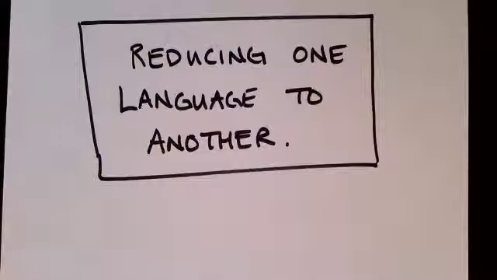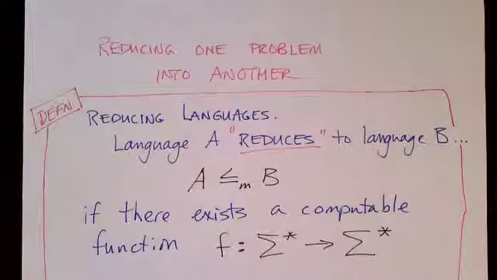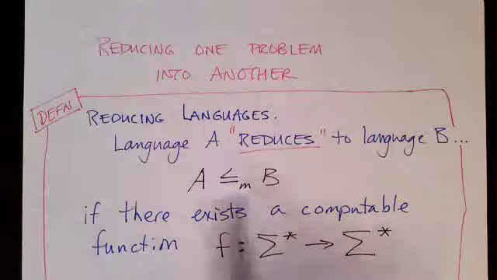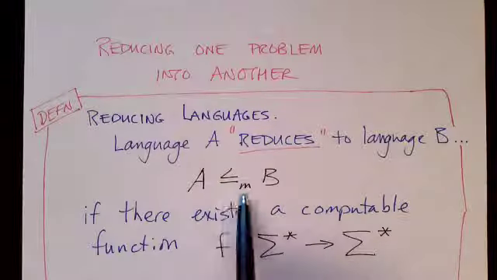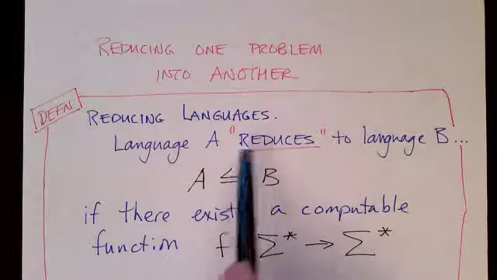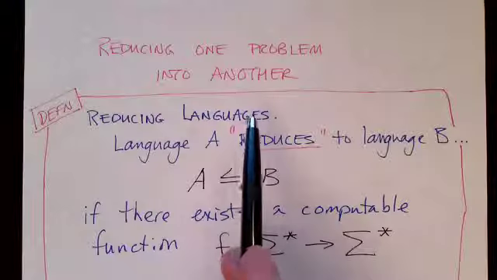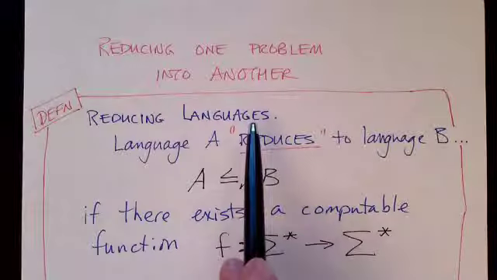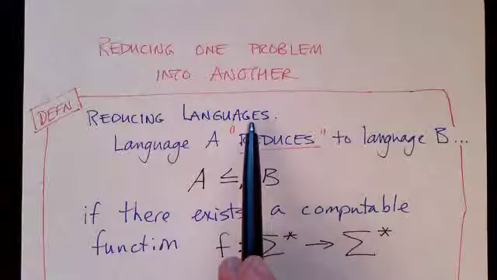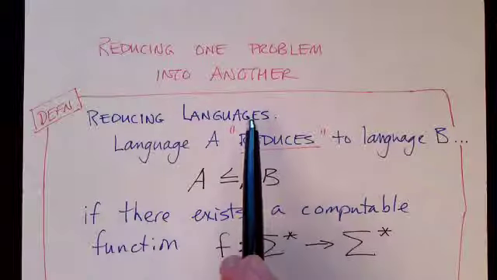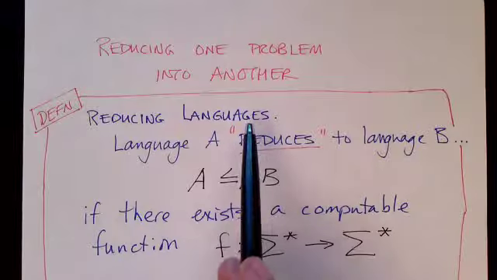In this video, let's take a more formal, precise look at the idea of reducing one language to another language and look at some of the things we can prove with this technique. Our goal is to reduce one problem into another, and we have already used and introduced this notation here. Remember that problems are languages. Solving an instance of a problem is nothing more than determining whether a string is a member of a language or not. So a problem can be described as a language.